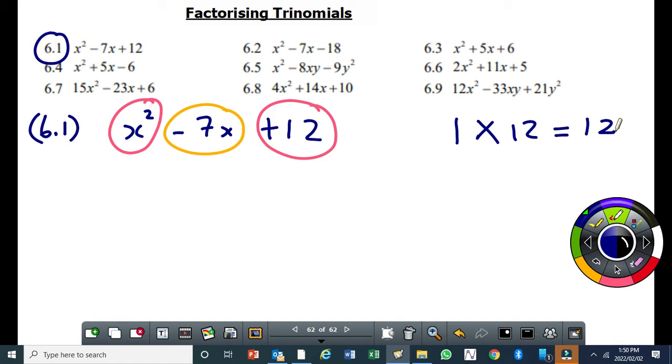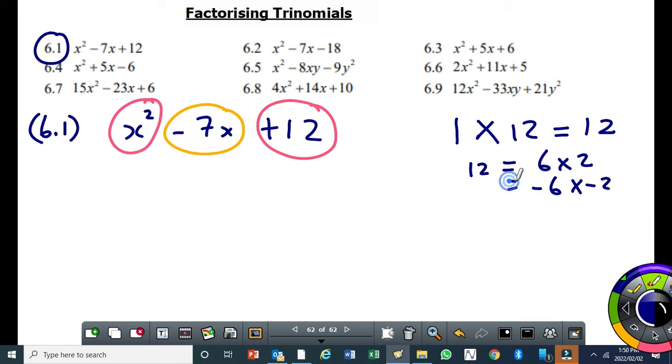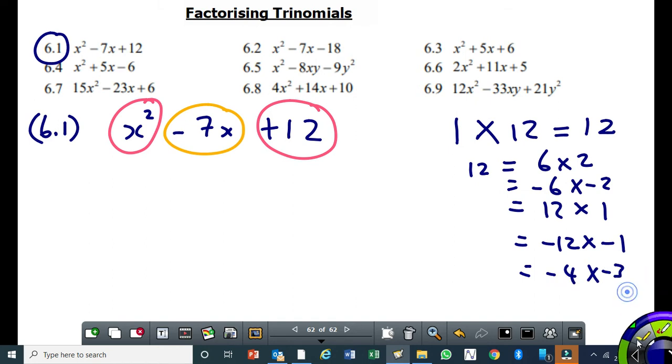But you need to know that any positive number, like 12, can be written as 6 by 2. You can also write it as minus 6 by minus 2. So any positive number has both positive and negative factors. So I can also write this as 12 times 1, minus 12 times minus 1, minus 4 by minus 3, positive 4 by positive 3, like that. Okay?